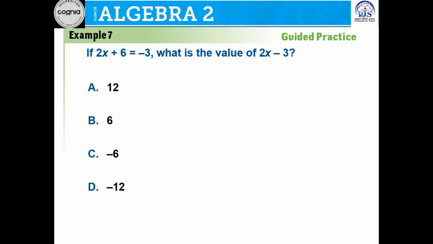2x plus 6 equal -3. What is the value of 2x minus 3? Here, if you want, you can find the value of x and replace, or you can put -3 here and -3 here, as you want, the same. If I solve it in the traditional way, -6, -6, you will get 2x equal -9, then you divide. Or you can put here -3 and here -3. It will be -12.